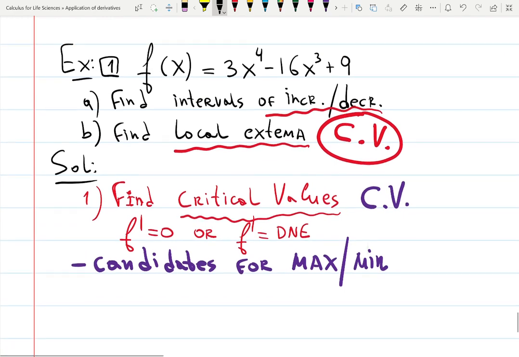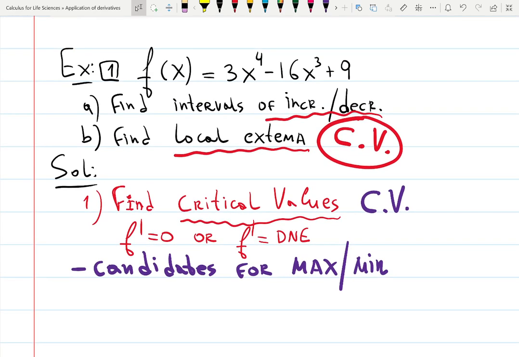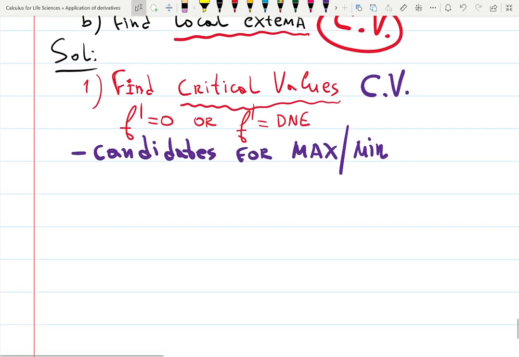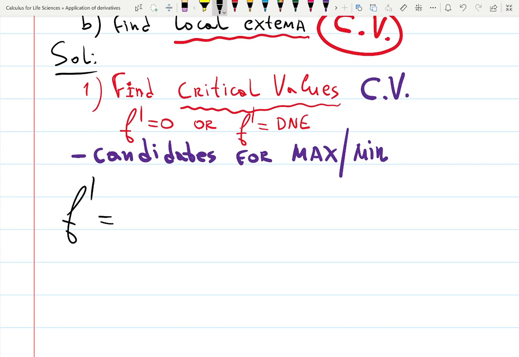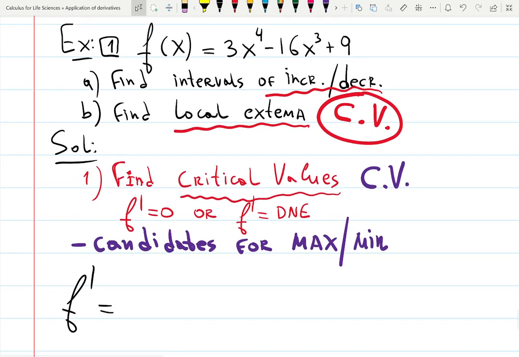The moment you see critical values, that is a synonym of derivative. So let's find a derivative. F prime, that is a polynomial. You'll be very lucky to get this on a test. Now, we don't usually put polynomials in a test. We put some kind of fractions to torture students.